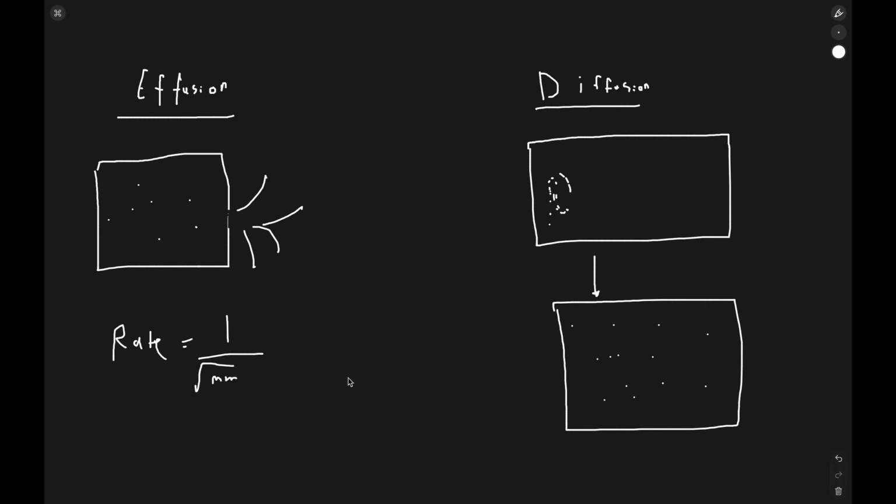Now if you're trying to compare gases, like the effusion rate or the rate of gases, that would be rate of gas 1 divided by rate of gas 2 equals the square root of the molar mass of gas 2 divided by the molar mass of gas 1. So remember that.